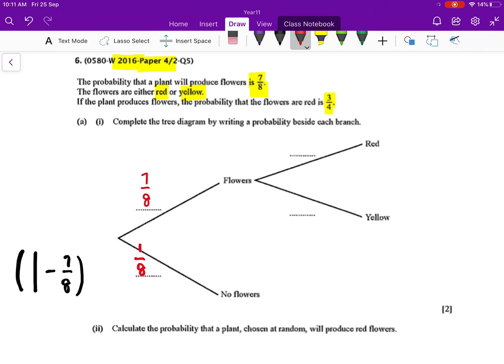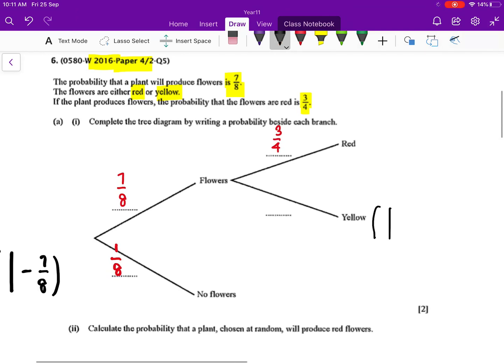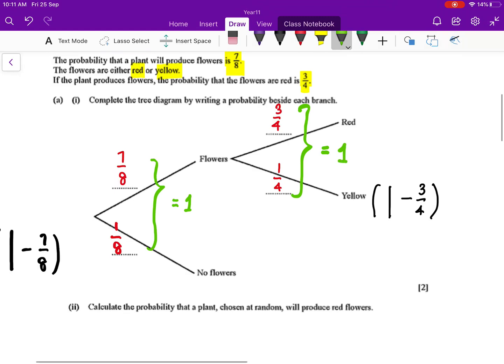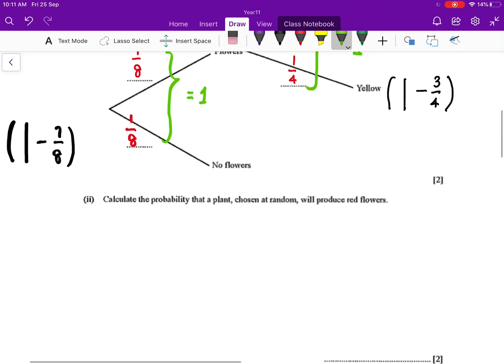The question said that if the plant produces flowers, the probability that the flower is red is 3/4. So to calculate the probability that the flower is yellow, you take 1 minus the probability of the red flower, and you will get 1/4. Always bear in mind that the total will always equal 1. That's how we check the answer. Okay, moving on to the next part.